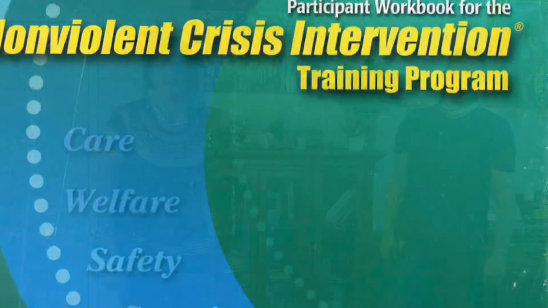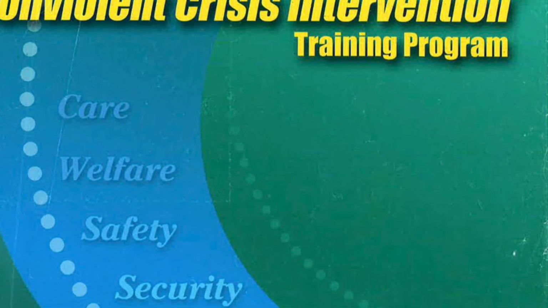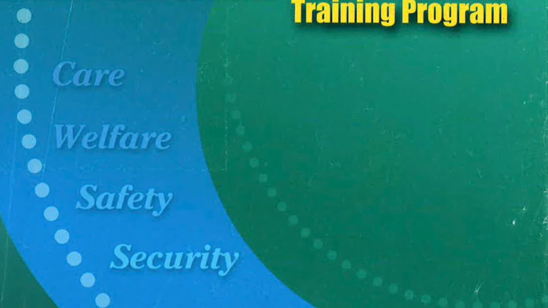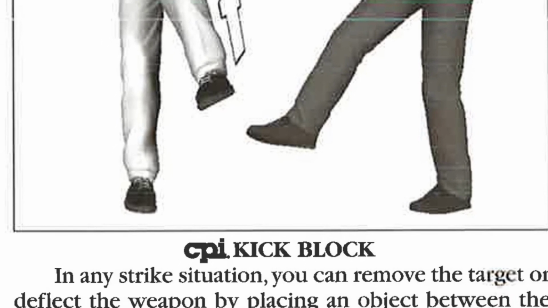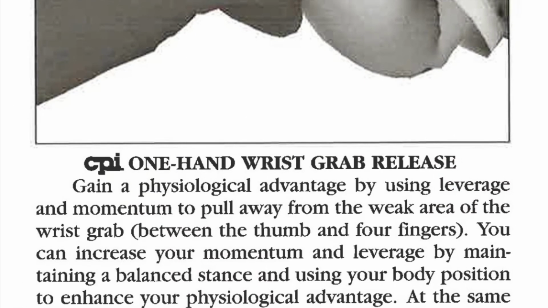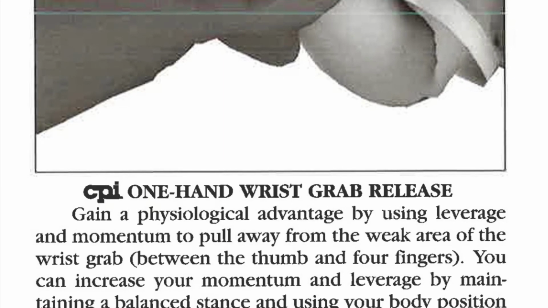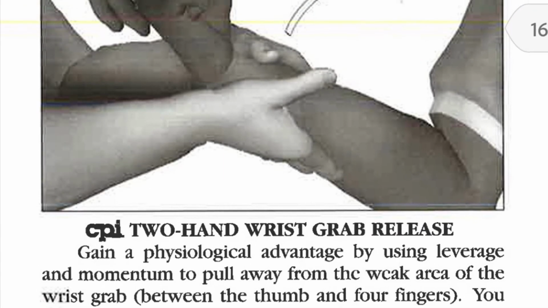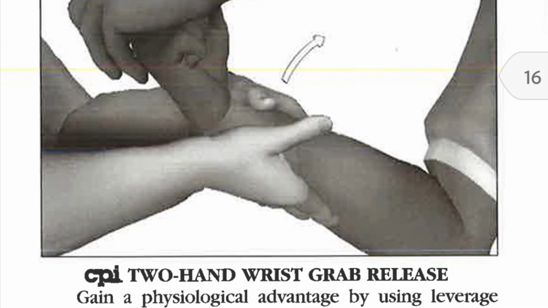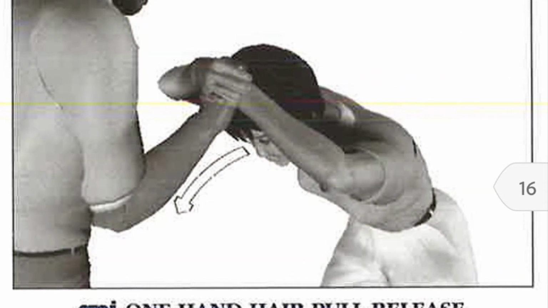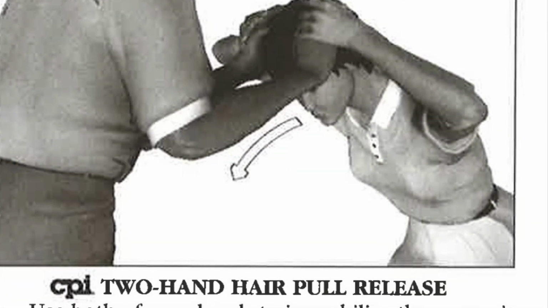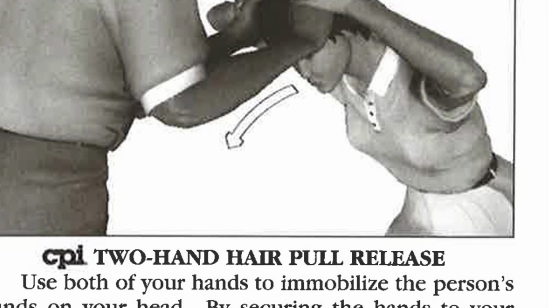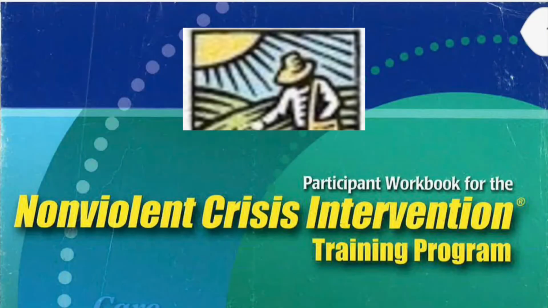All right. Nicely done. Thank you guys again for your attention and for joining us today in the Nonviolent Crisis Intervention physical intervention portion of the training. We've looked at care and welfare. We've looked at safety and security. We've studied the kick block. We've looked at the one-hand wrist grab release. We've looked at the two-handed wrist grab release. And from there, we shifted into the hair pull. The hair pull with one hand and the two-handed hair pull. Now, all of these features, you're ready to try. Give it a shot. Practice on a friend. Thanks for joining us today.